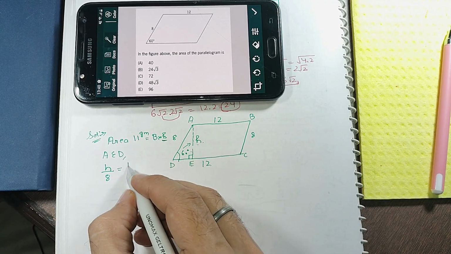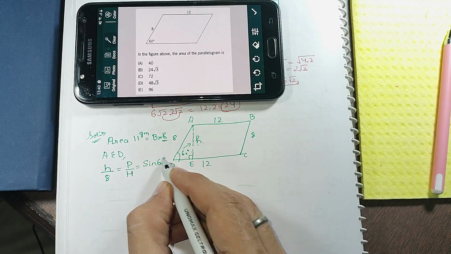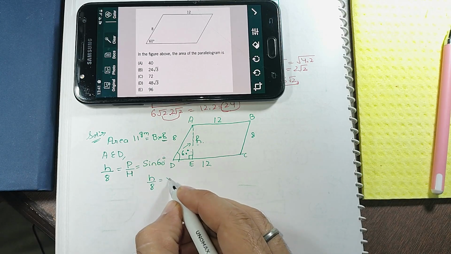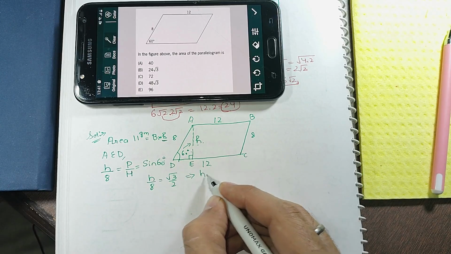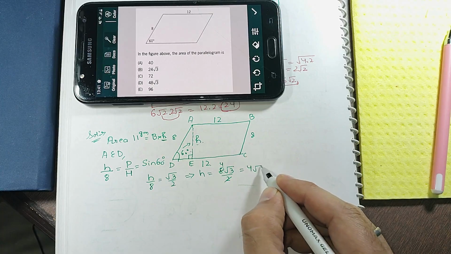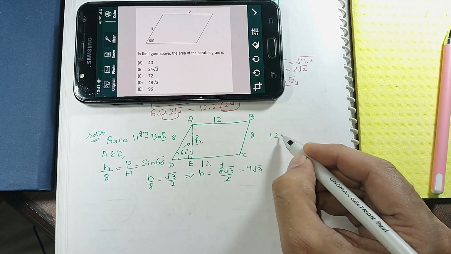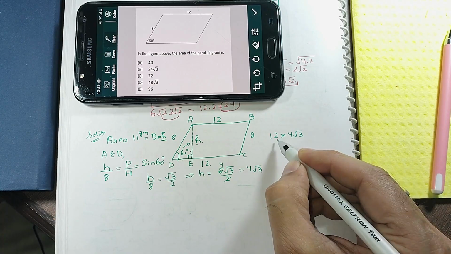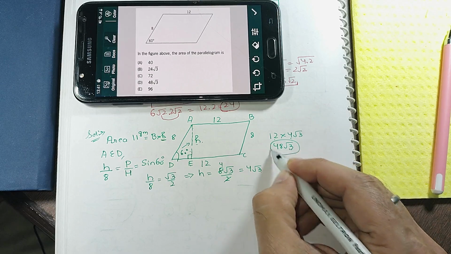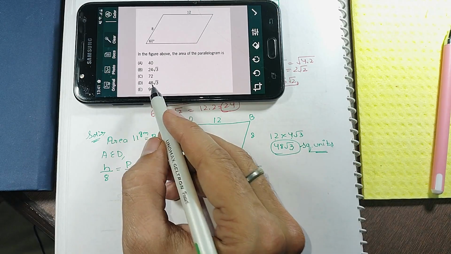Perpendicular by hypotenuse is equal to sine of 60 degrees. Now sine of 60 degrees is root 3 by 2. So H by 8 is equal to root 3 by 2. This implies H is equal to 8 root 3 by 2, or 4 root 3. Now base into height is the area. So the base is 12 multiplied by 4 root 3. So 12 times 4 is 48, so 48 root 3 will be the area in square units of this parallelogram. So the right option will be option number D.